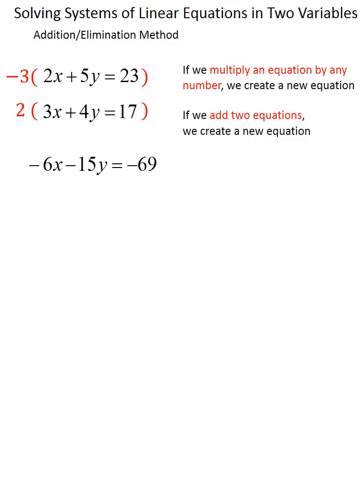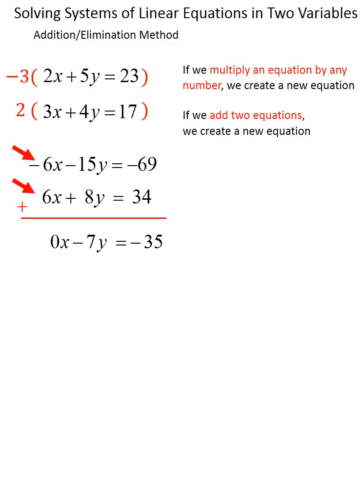I then multiplied the bottom equation by 2. Again, it may seem random or strange, but watch what happens. When I multiply the bottom equation by 2, and then add my equations together, I get a 0x. In other words, I've eliminated the x. By forcing there to be a positive and negative 6x to cancel out.